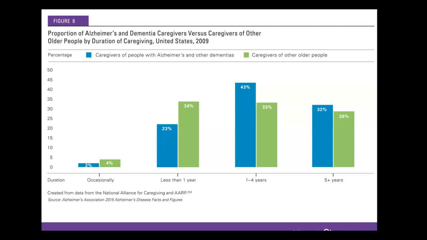That's the highest. So the highest for caregivers of older people tends to be in the less than a year category and the occasionally category, as compared to Alzheimer's. But for durations that are over a year, the majority of caregivers for older people are those with dementia. And that is what the blue bar is showing, at 43% and at 32%.